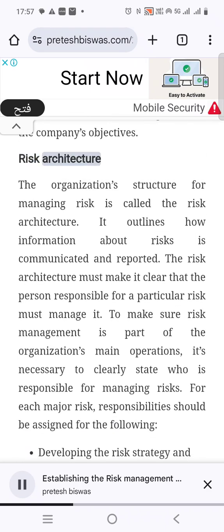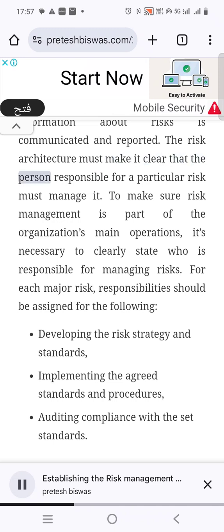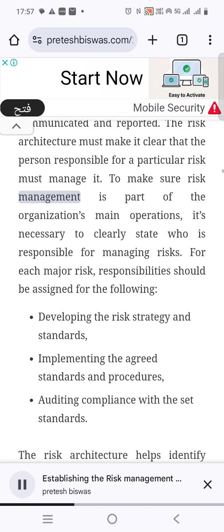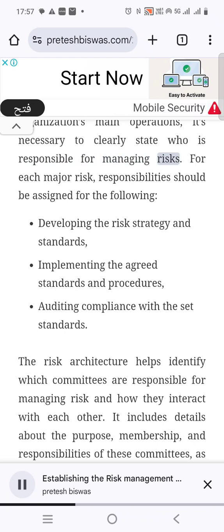Risk architecture. The organization's structure for managing risk is called the risk architecture. It outlines how information about risks is communicated and reported. The risk architecture must make it clear that the person responsible for a particular risk must manage it. To make sure risk management is part of the organization's main operations, it's necessary to clearly state who is responsible for managing risks.